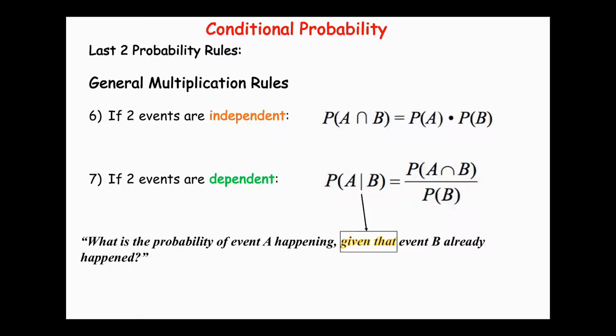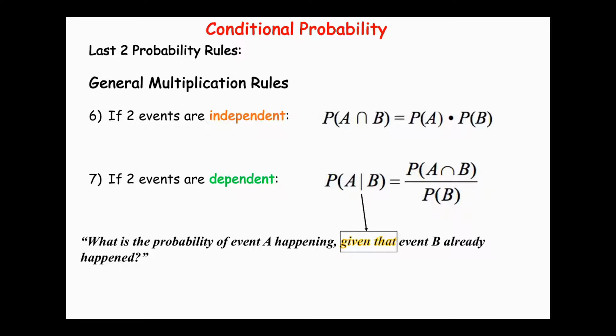So what does that line mean? It looks kind of like a fraction, division symbol. What is it? It's neither. This is what it means. It means given that. So what is the probability of A given that B already happened? B's already happened. What's the probability that I pass this test given that I already studied last night? All right? That's what it's kind of saying.